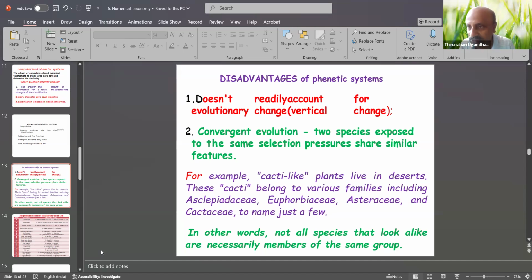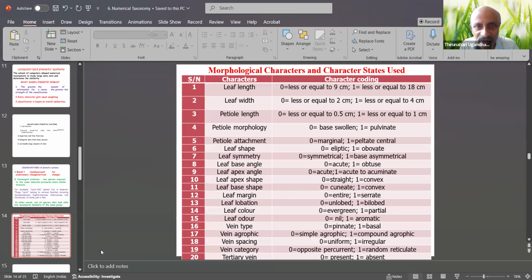Few of the plants are most related based on numerical or quantitative similarity, which are grouped together. That is called numerical taxonomic studies. These are morphological characters which are used. First, leaf length: 0 is less than or equal to 9 centimeters, 1 is less than or equal to 18 centimeters. Then the second one, leaf width: 0 is less than or equal to 2 centimeters. That is one quality of the plants.